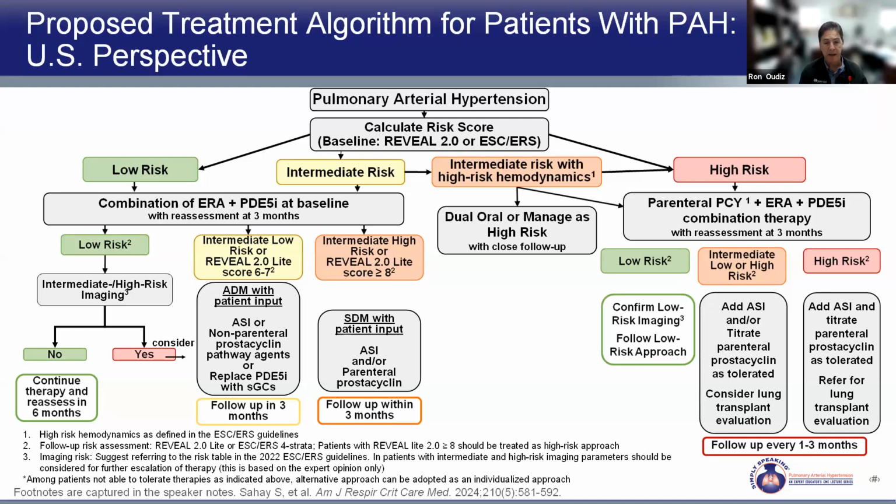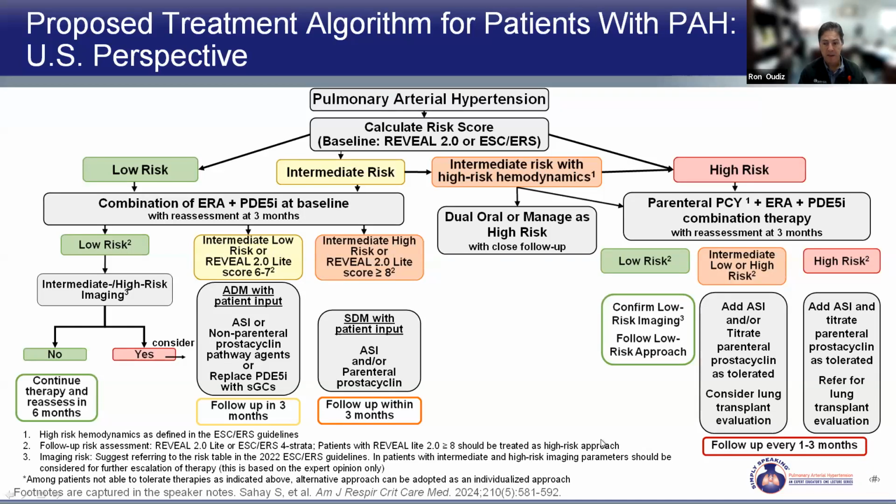Moving over to the right side of the algorithm, we're talking about dual oral therapy or managed as high risk, meaning high risk patients get a parenteral prostacyclin plus an ERA plus a PDE5 inhibitor at the beginning. And if the patient remains high risk, you either add the activin signaling inhibitor and/or titrate the parenteral prostacyclin as much as you can, as fast as you can, and as high as you can, and then start talking to the patient, if it's applicable, about lung transplant.